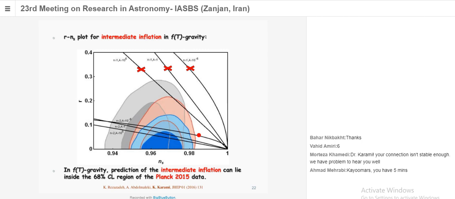If you look at this diagram, these three red crosses show the result of the intermediate inflation in the standard framework, which are ruled out by the observation. But you can see that for our FT gravity with n equal 2, but with different A parameter, the prediction of the model can lie inside the observational result. So we can conclude that in FT gravity, the prediction of the intermediate inflation can lie inside the 68% confidence level region of the Planck 2015 data.